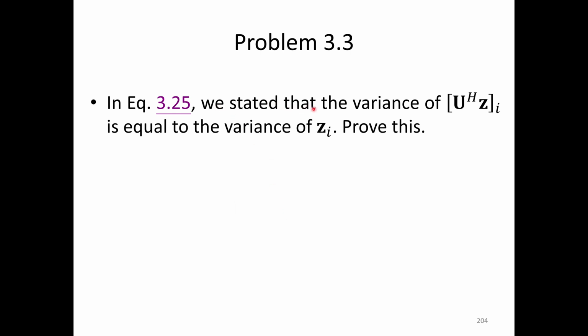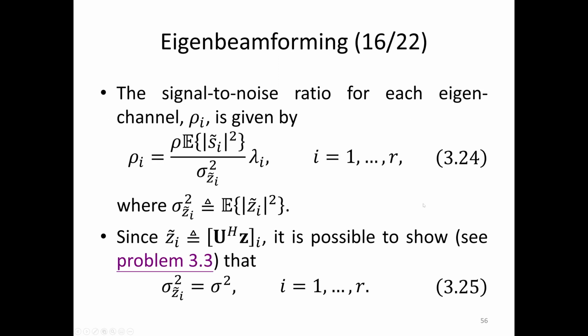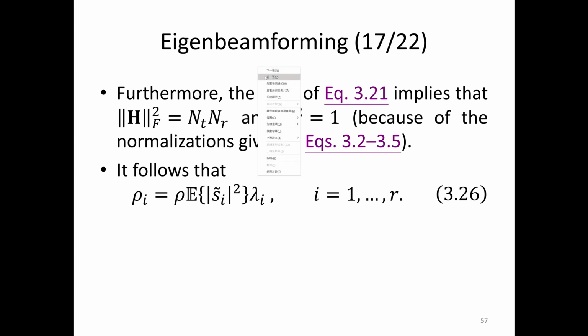We stated that the variance of the ith element of U Hermitian times Z is equal to the variance of Z i. Prove this. Okay, let us go back to page 56. Okay, the next page.